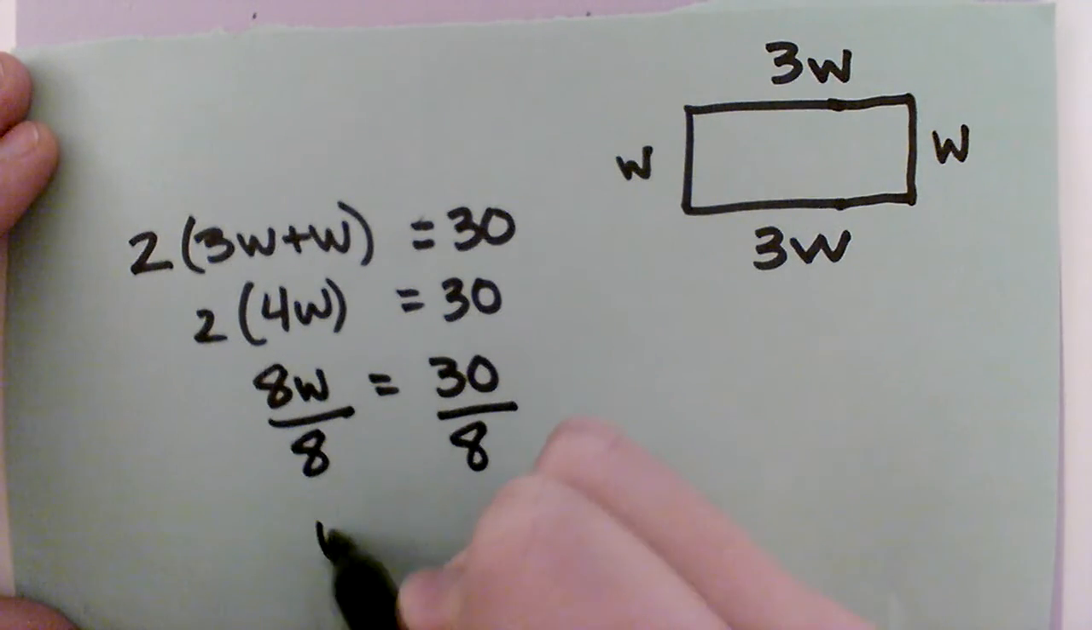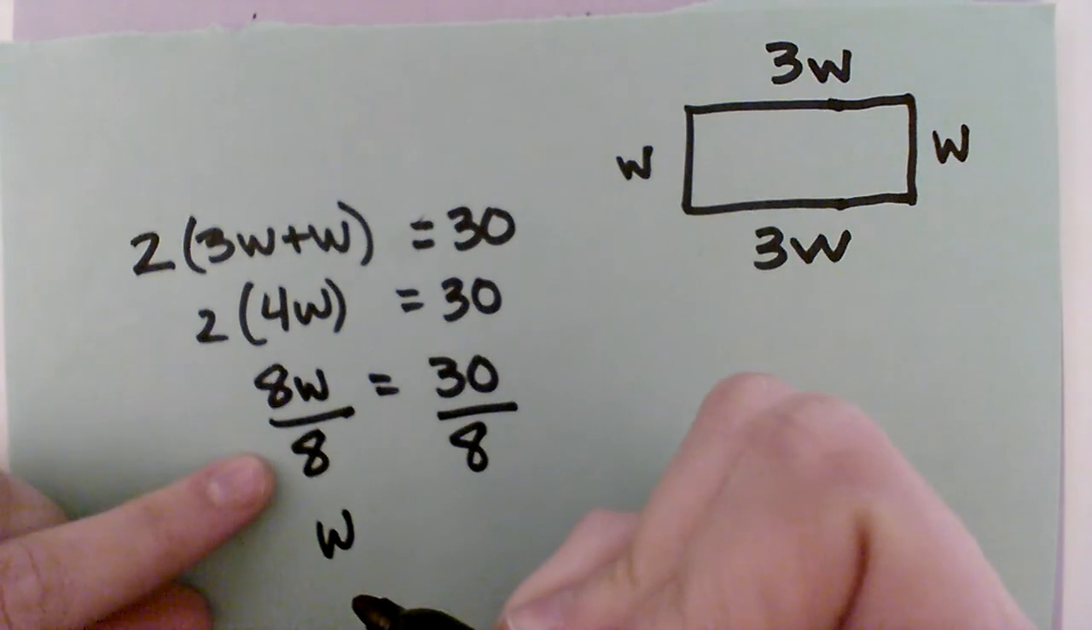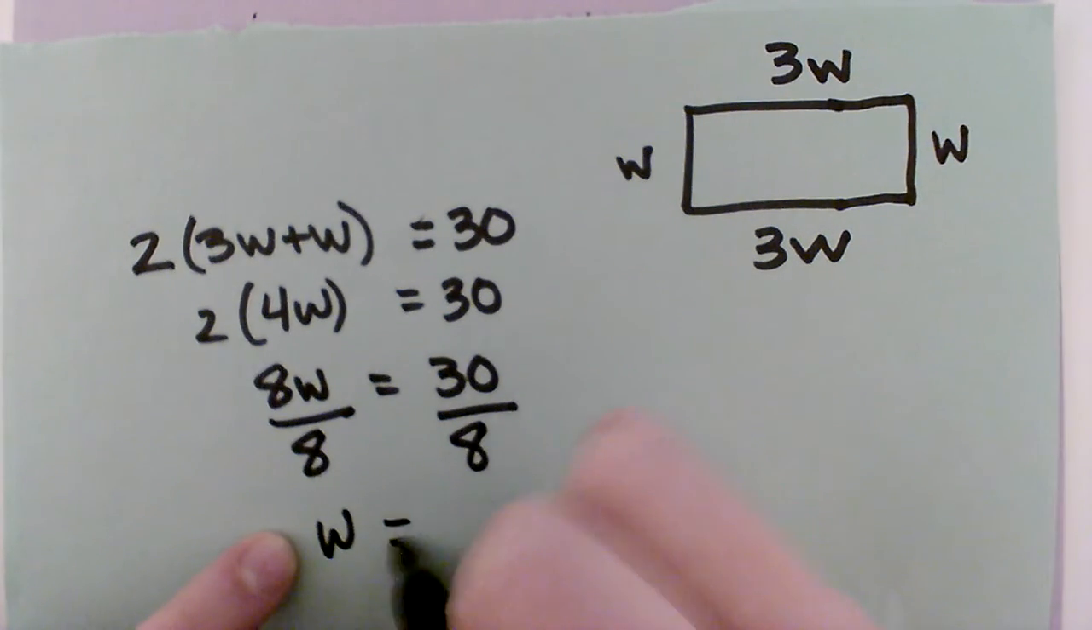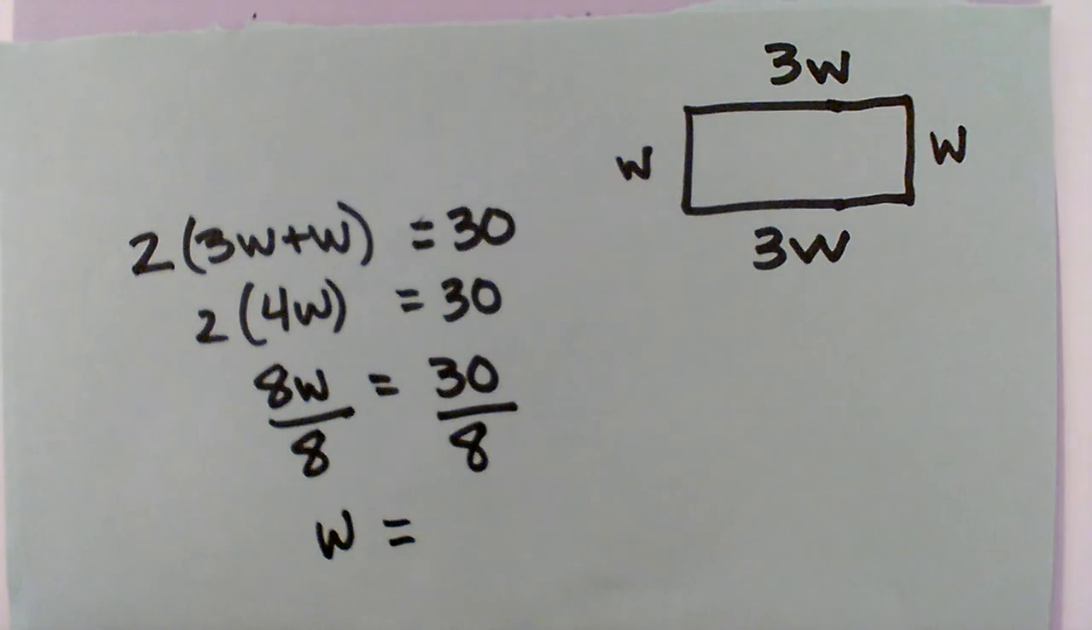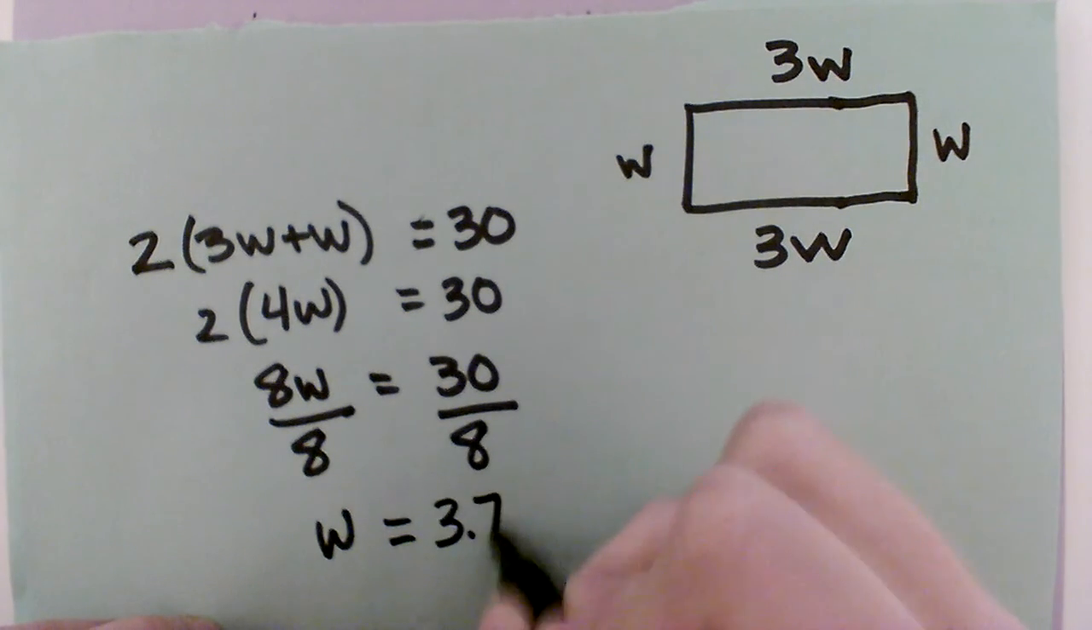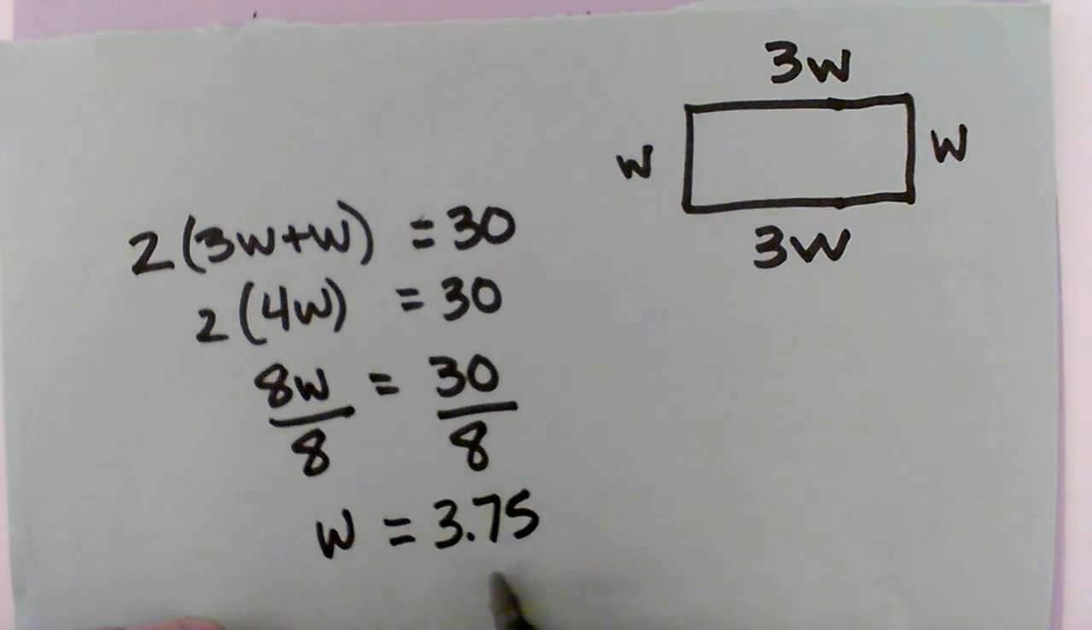We're left over here with W. 8 divided by 8 is 1, so we're left with 1W over here. And on this side, we get 3.75. So the width of our rectangle is 3.75.